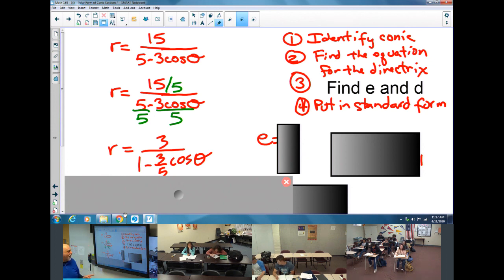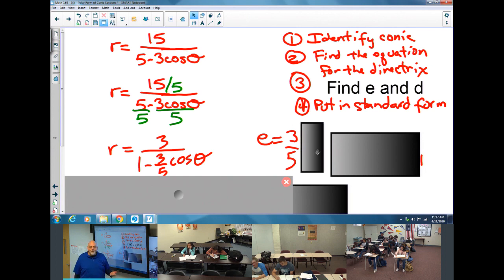Okay? All right, now, what is E? Any guesses? 3/5. And how'd you get that? Because the E is in front of the cosine. Because the E is in front of the trig function here, sine or cosine. So the E is 3/5.